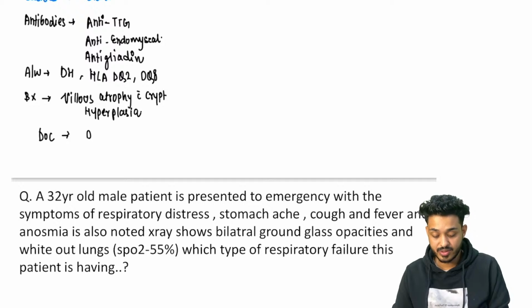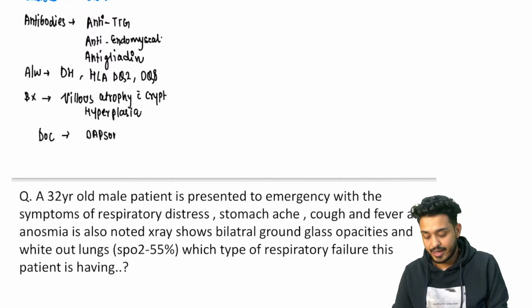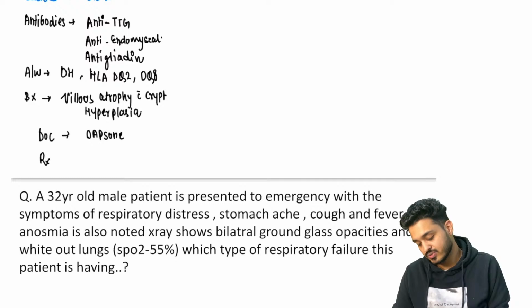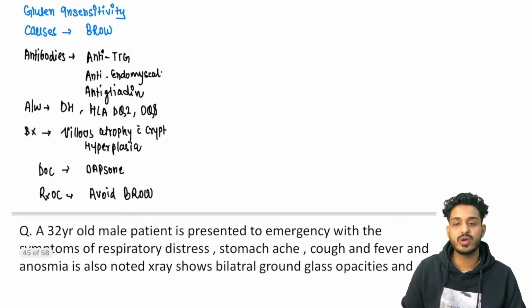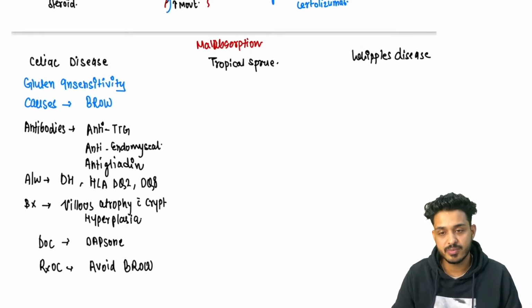That is going to be your dapsone and sulfonamide. The treatment of choice for this particular condition is avoiding the substance, avoiding barley, rye, oat, and wheat. Avoiding the gluten is going to be the treatment, right?